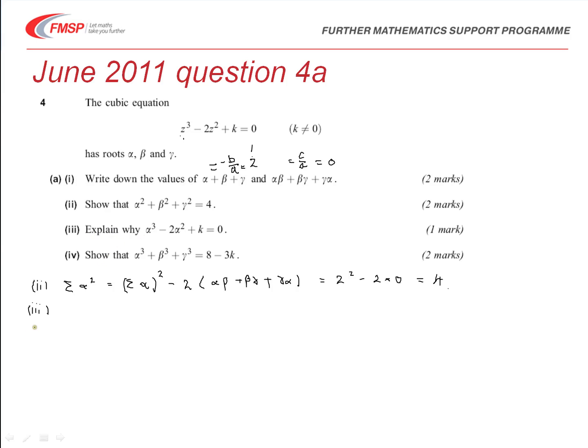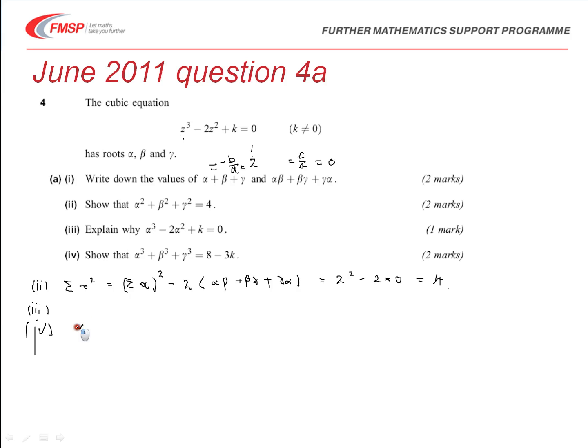Part 4 then goes on to, we've got to show that the alpha cubes plus the beta cubes plus the gamma cubes equals 8 minus 3k. Well, in part 3 we've just said that alpha cubed minus 2 alpha squared plus k equals 0. That's true for alpha. Well, alpha is just one of the roots. So similarly, we have a statement that's true for beta cubed minus 2 beta squared plus k equals 0, and similarly gamma cubed minus 2 gamma squared plus k must equal 0.